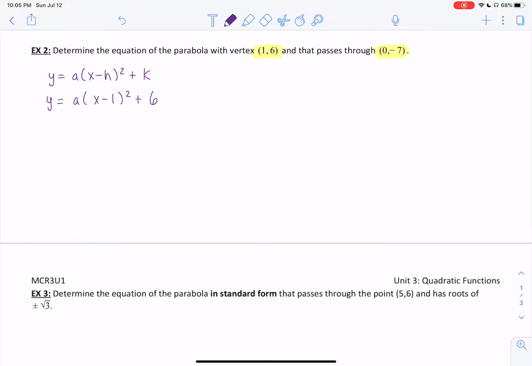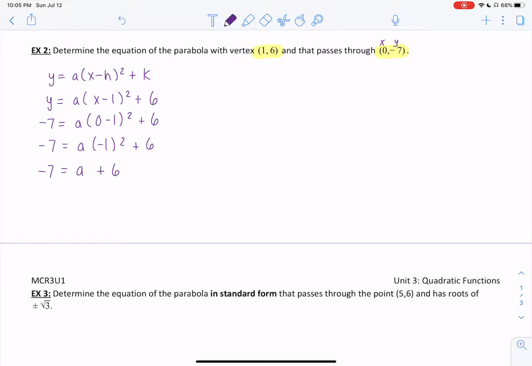So I look at my question and I see if there's anything I haven't used yet. And I haven't used that coordinate that we're given. So let's sub in that for x and y. So my y is negative 7, x is 0, plus 6. Now we start with the brackets. Next our exponents. And negative 1 squared is just 1, so we have a plus 6.